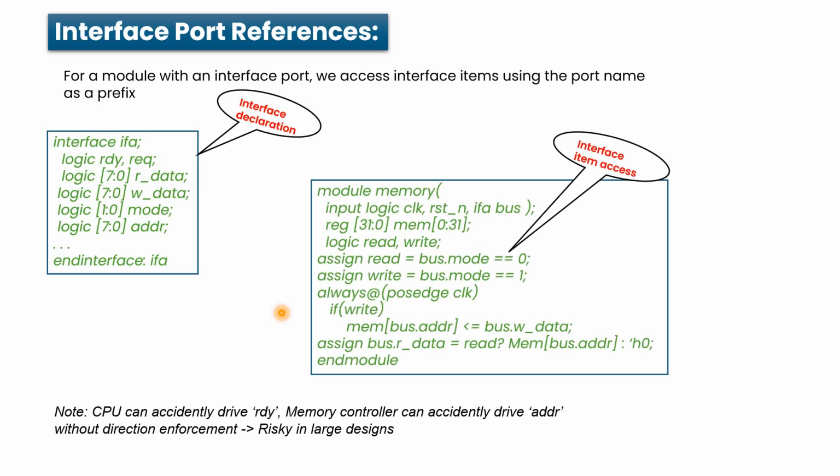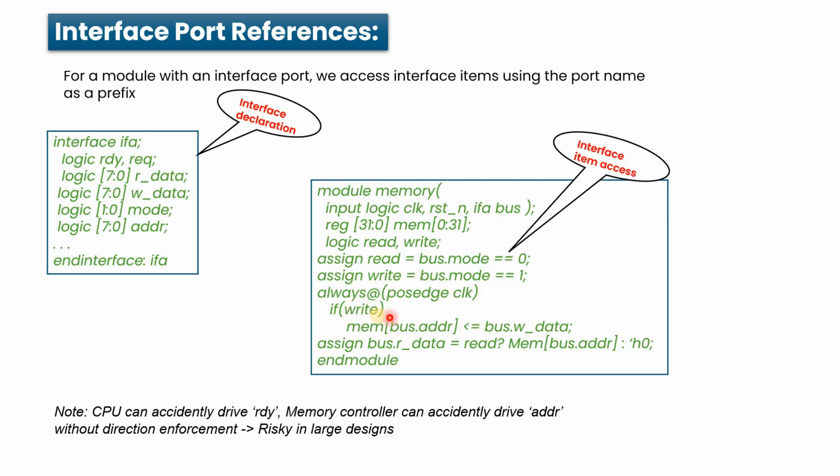Now, how can we use this interface? This is again a little bit further detail. For example, in the memory, in the port list, we have our interface. Let's say the interface has a mode; I am assuming it is read and write. So in the memory, how can we decode or access this interface? We access it by interface name, then the signal name. If this value is 0, then we have another variable declared as read, so our read would be high. If the mode is 1, then our write would be high.